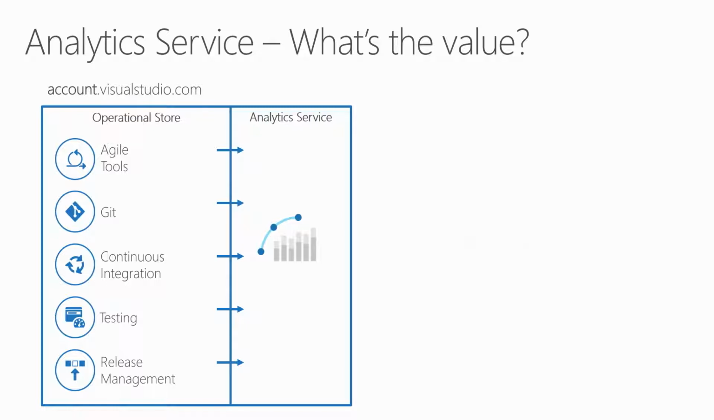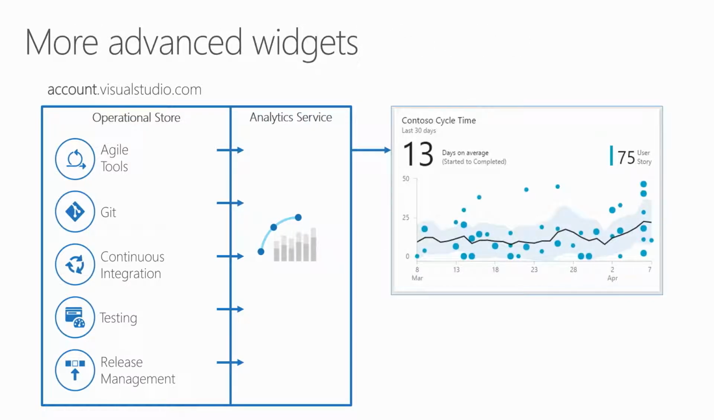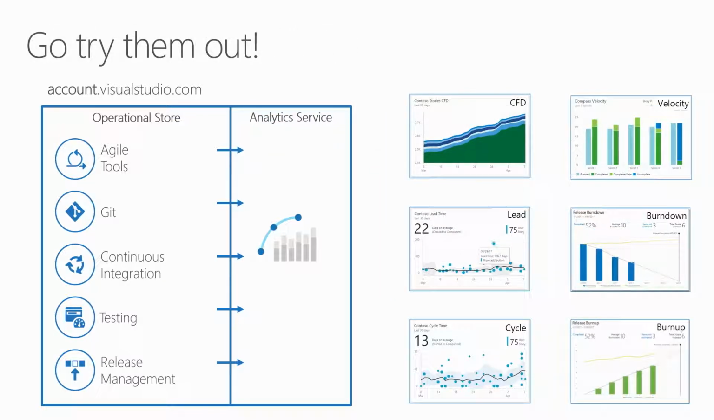So what's the value? Well, the first is we can build much more advanced widgets off the analytics service. This cycle time widget, which is displayed in the form of a control chart, could never have been built off the operational store. We've built 6 widgets that pull data from the analytics service, and I'll be demoing them later in this video.